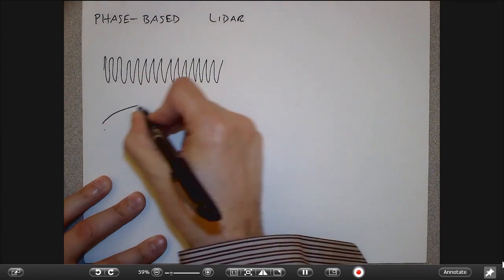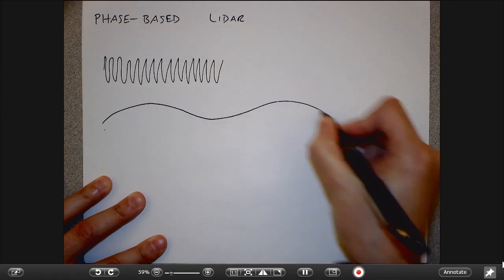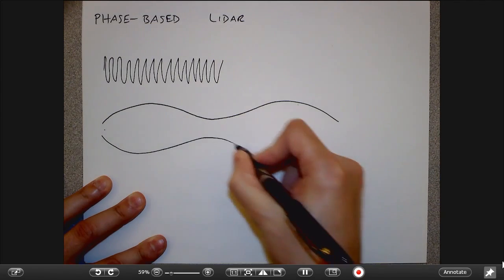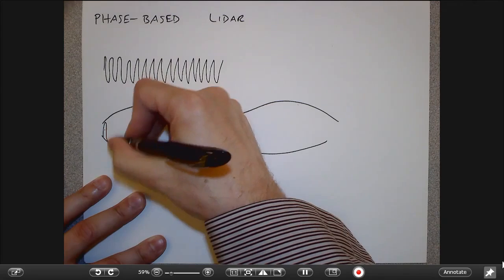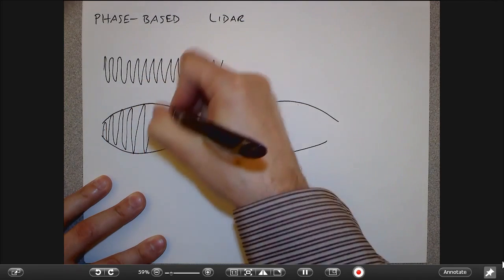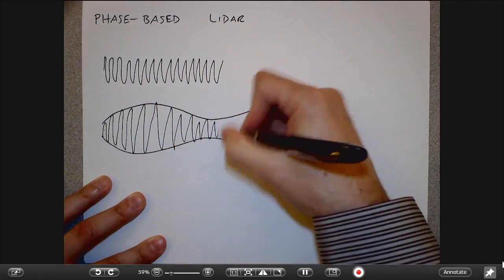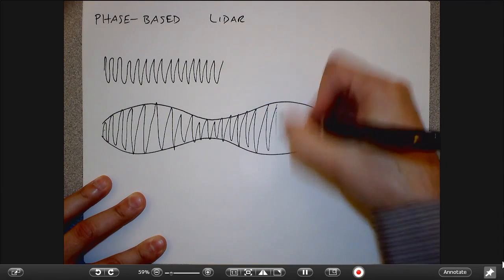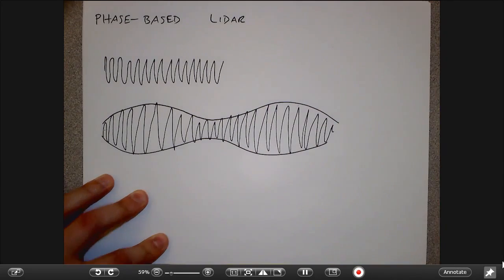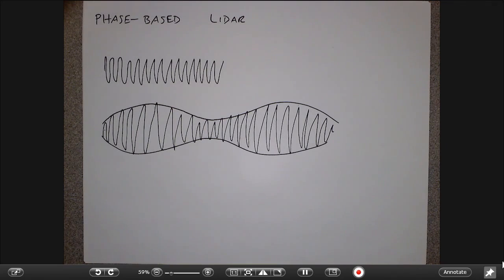basically turns that into something like, okay, here's my slowly varying envelope. And I modulate this high frequency thing inside this envelope. So it's still wiggling very fast, but the amplitude of the wave is changing much more slowly compared to the frequency of the carrier wave.